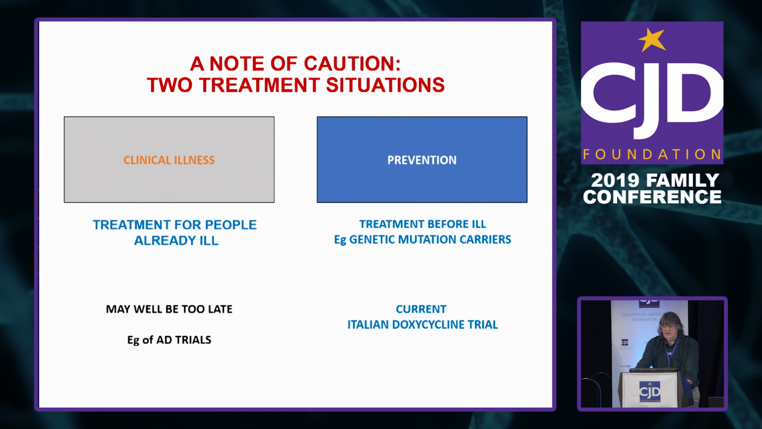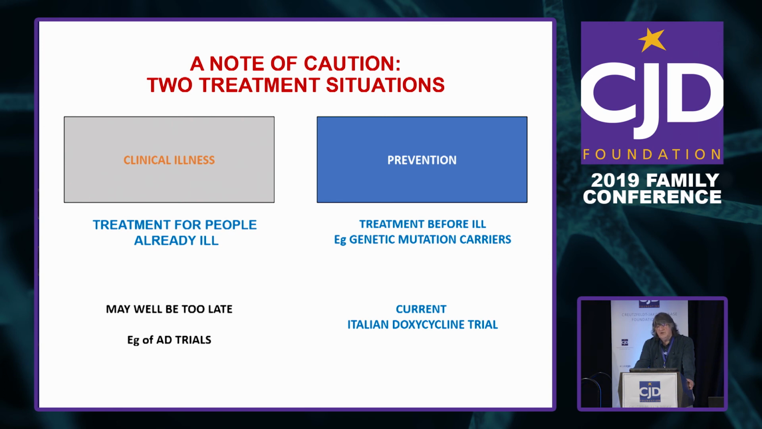We have 2 situations here. One is treating a clinical illness, and the other is preventing an illness from happening. If you treat people who are already ill, the trouble with these diseases is they're often quite ill by the time they're diagnosed. And the question is, does late treatment, even if it were theoretically useful, work? And I must say that I'm a bit sceptical as to how far we're going to get with treating an illness like sporadic CJD once it's started.